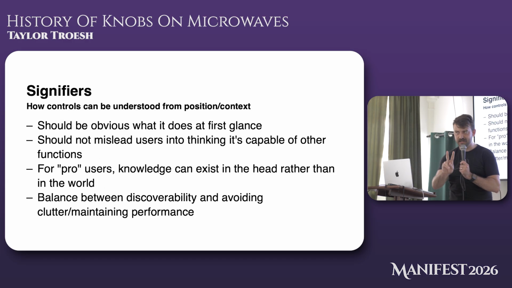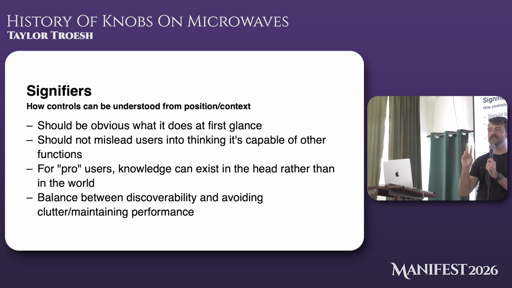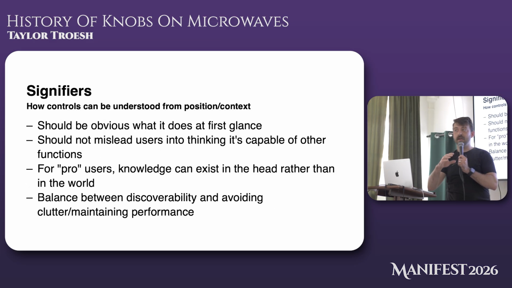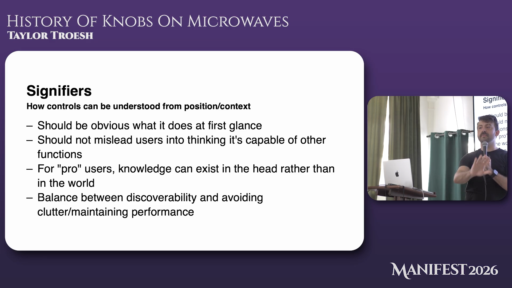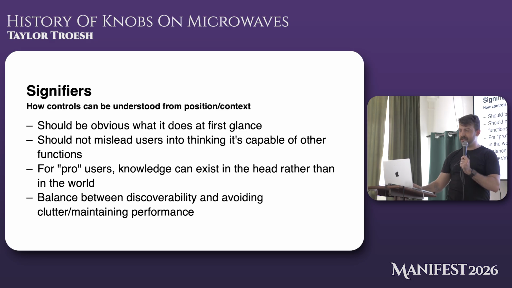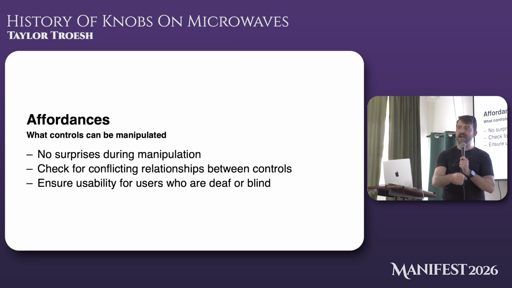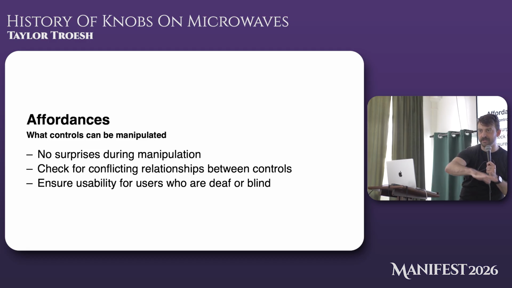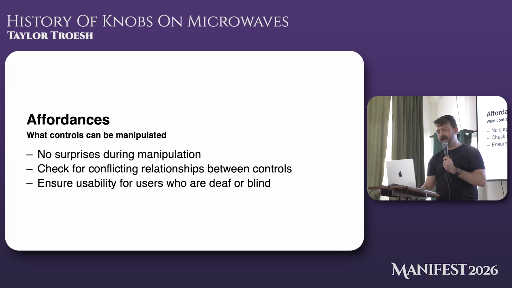Signifiers. People talk about signifiers, and they're different than affordances. A signifier is what the thing is showing that you can do, but the affordance is what the system actually affords. So a handle may signify that you can open it, but it may not actually afford that action. Those are two separate things.